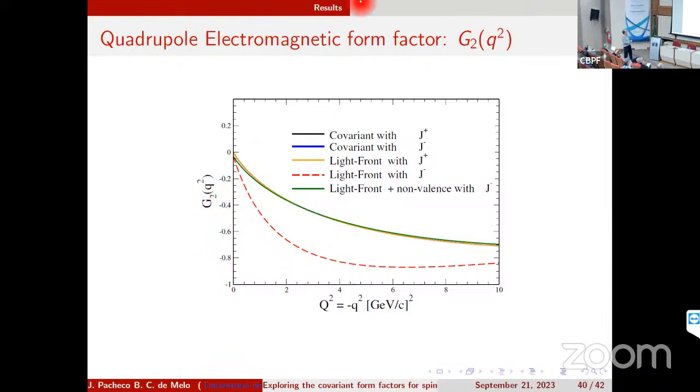And for the G2 quadrupole form factors, it is the same. You see, after adding the zero mode, or the covariant calculation, they give the same. G minus is here, broken a lot.